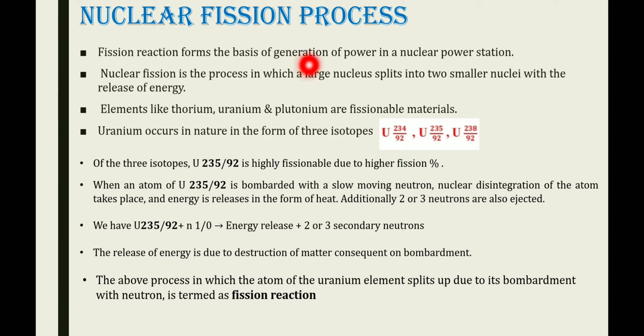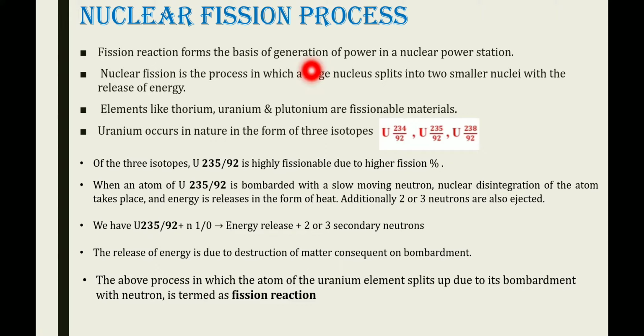Is it right? So what I told here: during the fission process, the heavy element uranium-235 is broken into two nearly equal parts. During this breaking process, a huge amount of energy is released. How is this energy released? It is due to the mass defect.